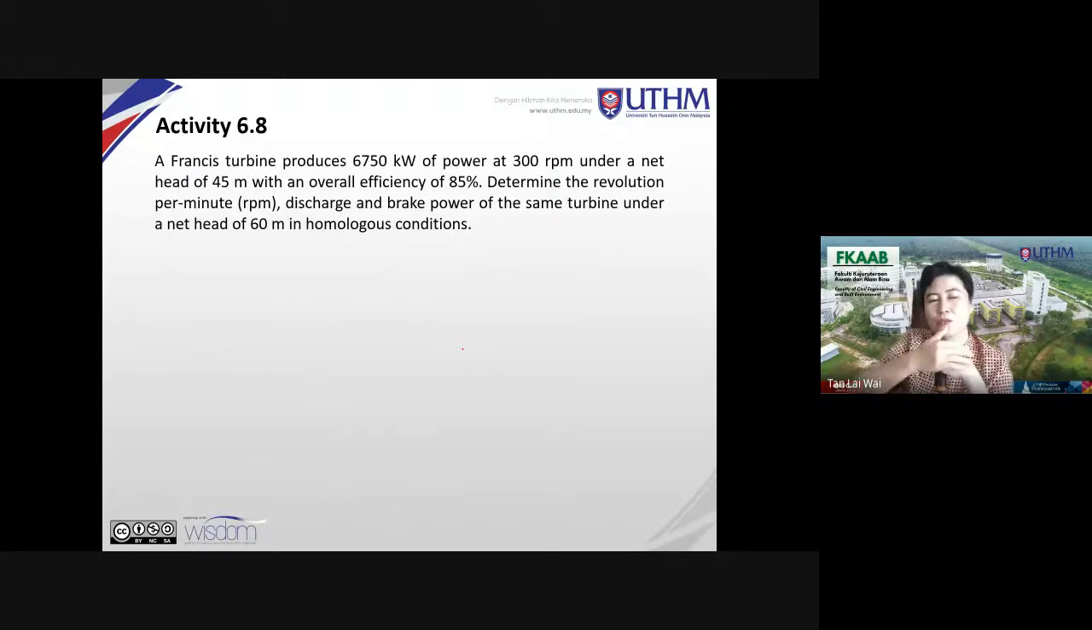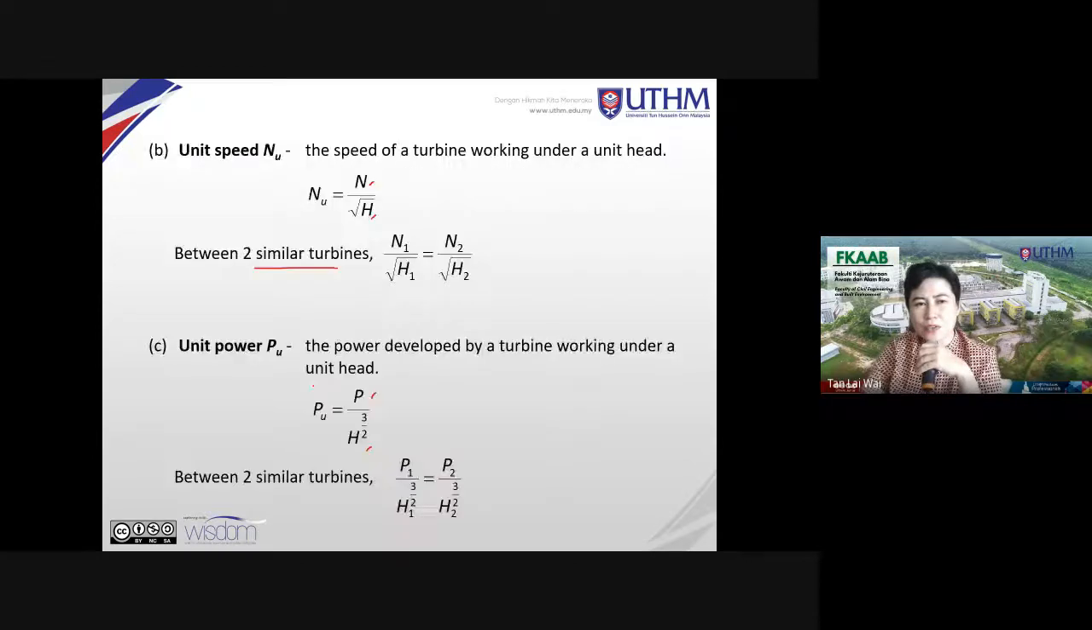Okay. Let's look at one activity here. You have a Francis turbine, which produces 6,750 kilowatts of power at 300 revolutions per minute. Just a second, I think I forgot something.